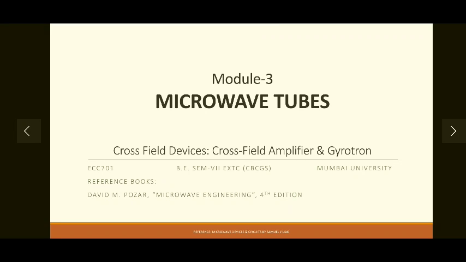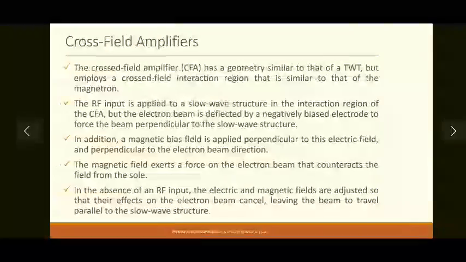Welcome everyone. So in the last video we saw the first type of crossfield tube, that is magnetron, which was primarily used as an oscillator. Now in this video we will see the other two types of crossfield tubes, that is crossfield amplifier and gyrotron. As the name suggests, crossfield amplifier is used primarily as an amplifier, whereas gyrotron can be used as an amplifier as well as an oscillator.